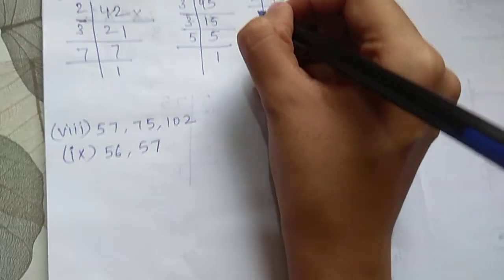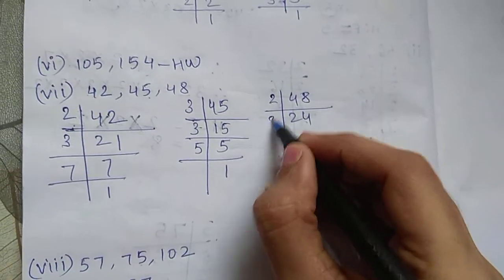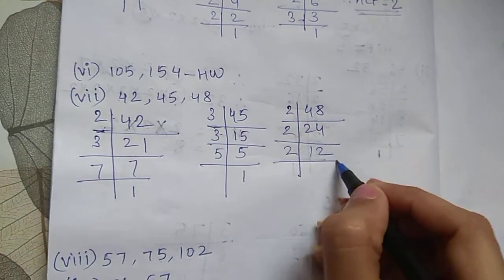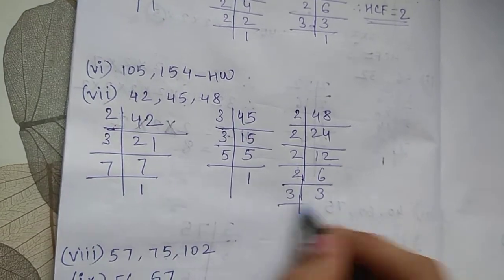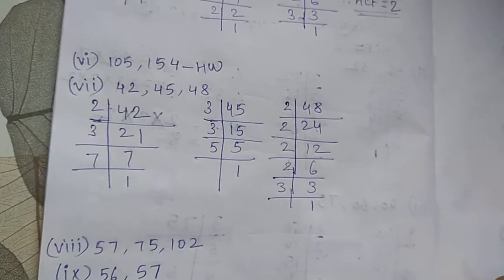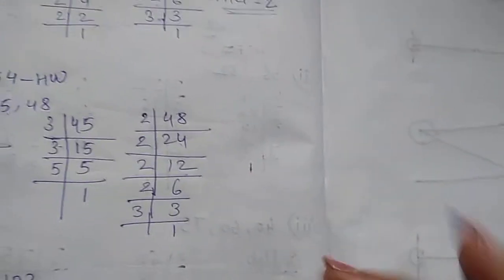2 24s are 48, 2 12s are 24, 2 6s are 12, 2 3s are 6, 3 1s are 3. Okay, let's write down the factors.